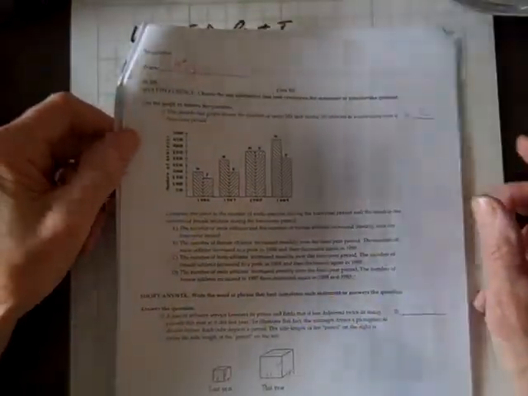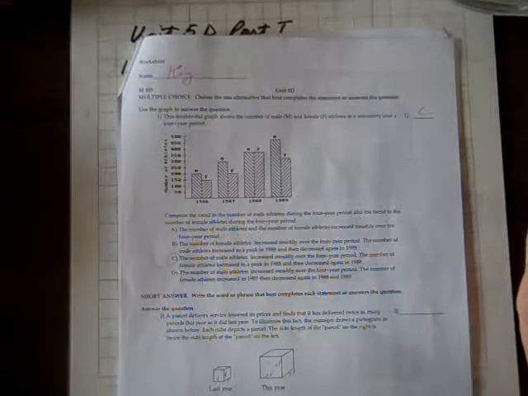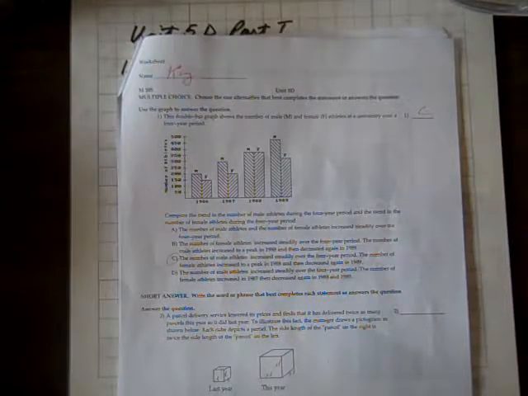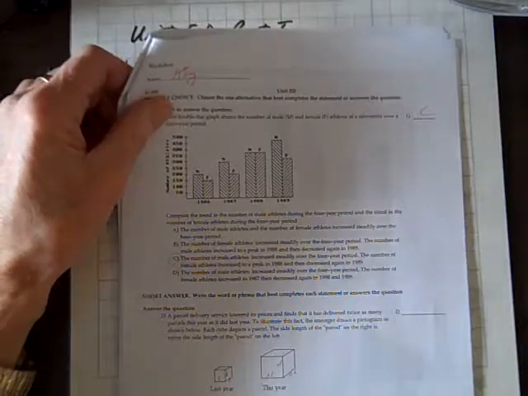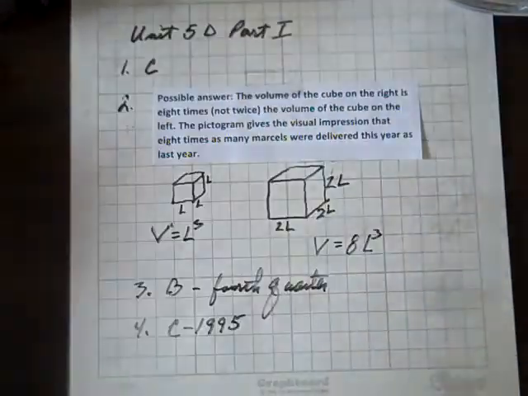Now the next one. A parcel delivery service lowered its prices and finds that it has delivered twice as many parcels this year as it did last year. To illustrate this fact, the manager draws a pictogram as shown below. Each cube depicts a parcel. The side length of the parcel on the right is twice the side length of the parcel on the left. Why is this pictogram misleading? What visual impression is portrayed by the pictogram?